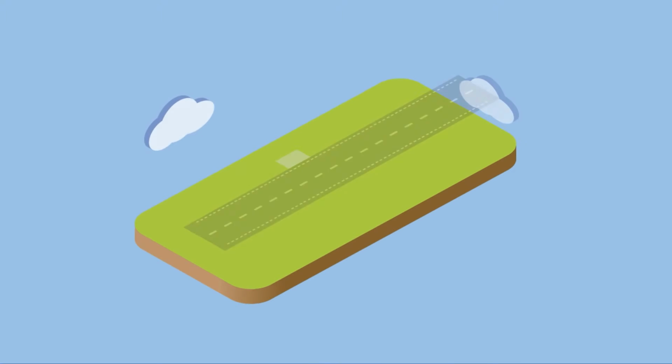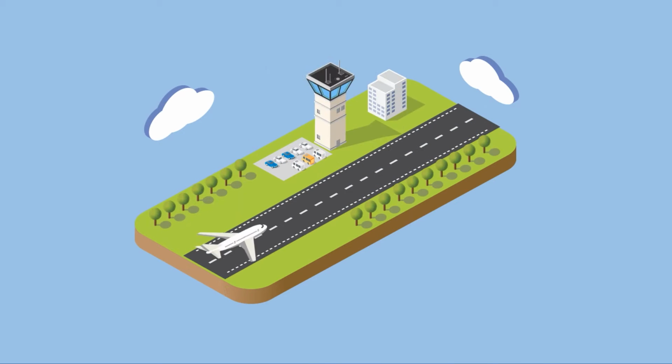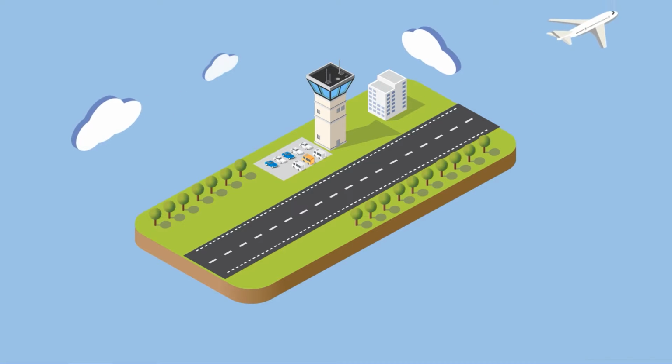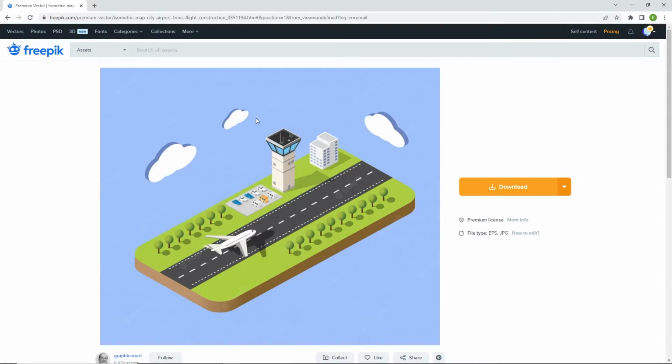In this video you will learn how you can create this animated scene within PowerPoint. The techniques used in this video can be used to create almost any type of 3D isometric scene. The first step is to find some graphics for the video.